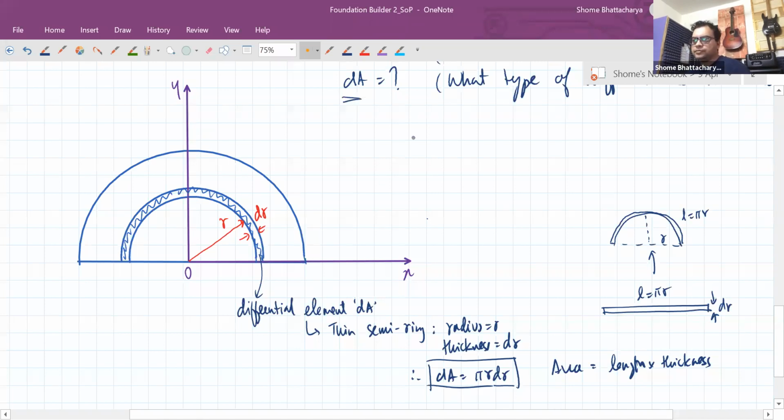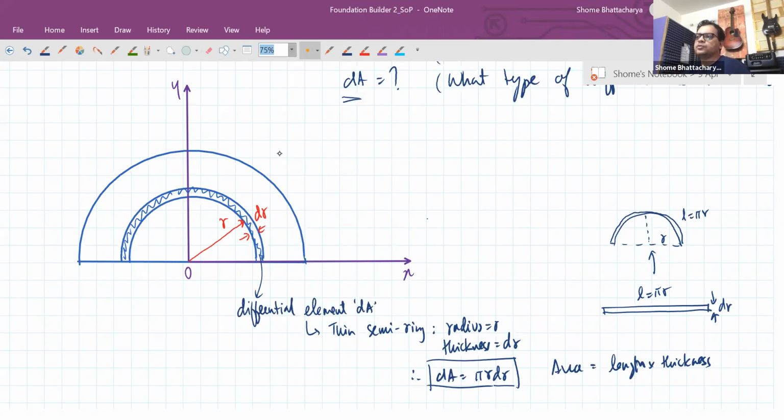Yes, tell me. Sir, can we not cut that area in a horizontal way? Yes, that is the second option. As I told you, we have two options, and we have to see what is going to be more convenient for us. But both options are going to be okay to calculate the center of mass position finally.